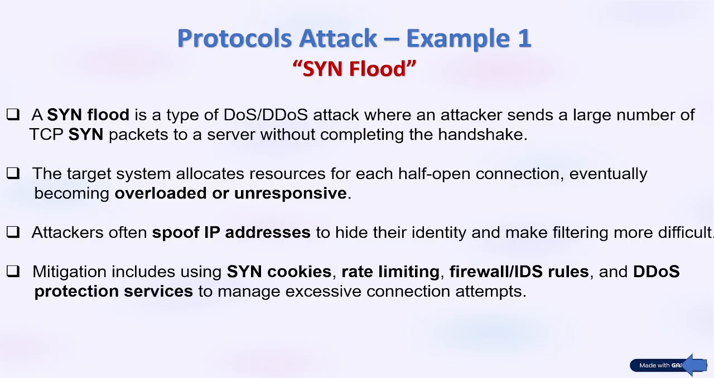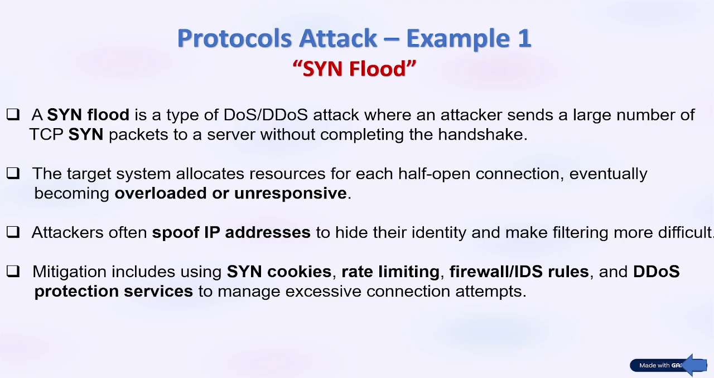The crucial part is that the attacker doesn't complete the TCP handshake. This leaves many half-open connections, forcing the target system to allocate resources for each. Eventually, this overwhelms and overloads the server, making it unresponsive. Attackers often spoof IP addresses to complicate filtering. Mitigation involves using SYN cookies, rate limiting, and robust DDoS protection services.